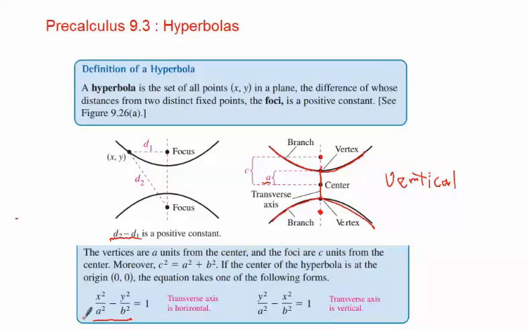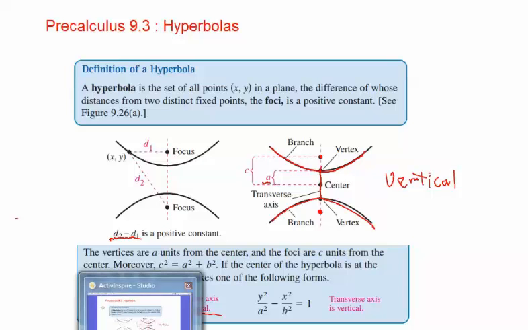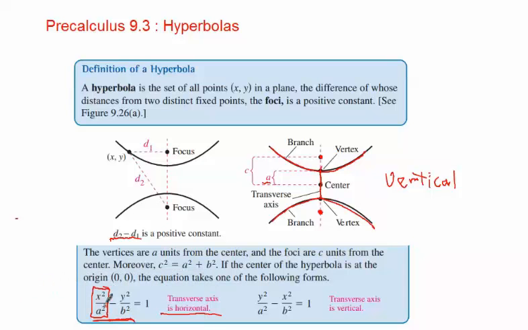So our equations are x squared over a squared minus y squared over b squared is 1, and that's if the transverse axis is horizontal. Whichever one is first, so on this one, x squared comes first and is the positive term, and then we have minus y squared over b squared. If x comes first, that means the transverse axis goes in the same direction as the x-axis.